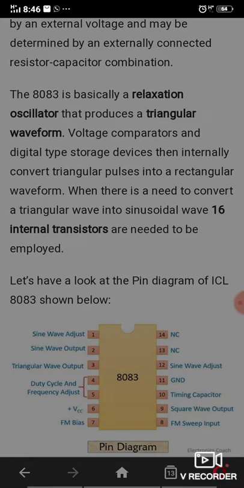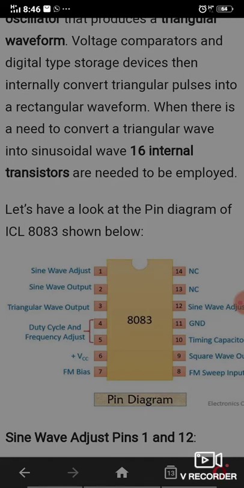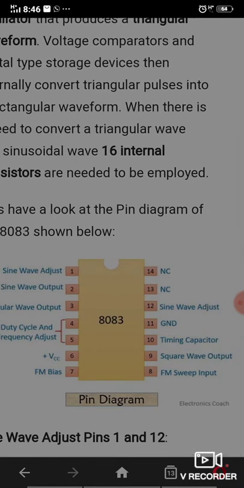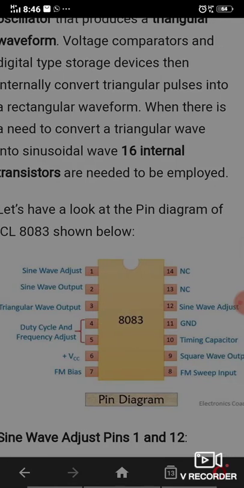Let's have a look at the pin diagram of ICL 8038. Sine wave adjust, sine wave output, triangular wave output, duty cycle, frequency adjustment, VCC, FM bias, NC meaning not connected, sine wave adjustment, ground, timing capacitor, square wave output, FM sweep input.